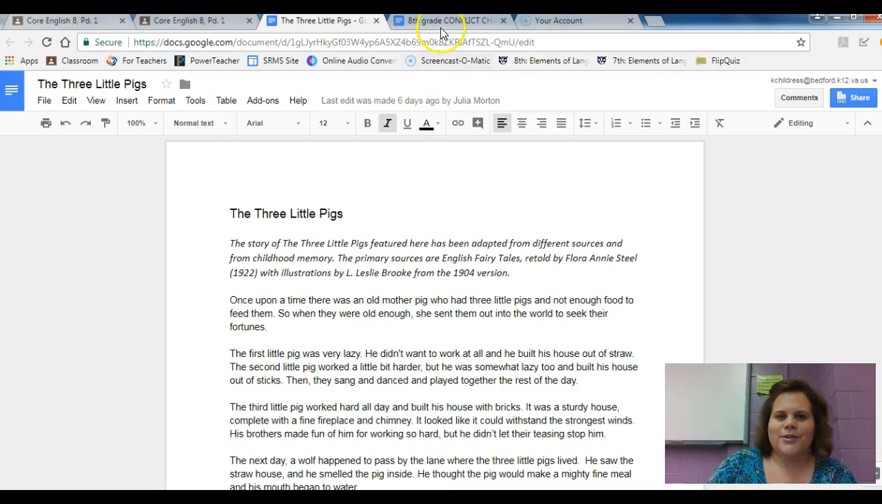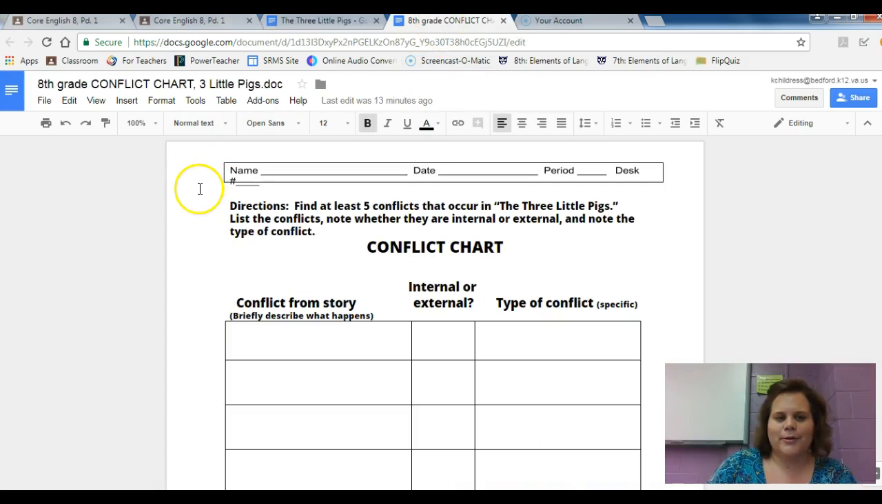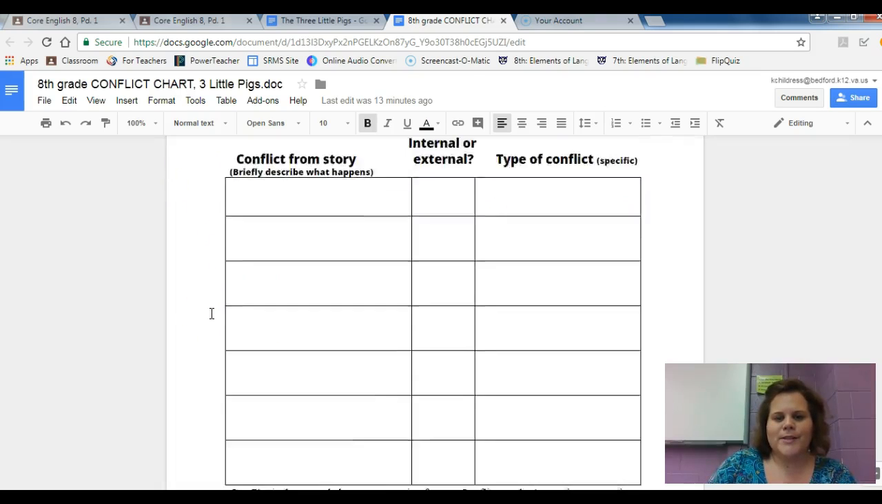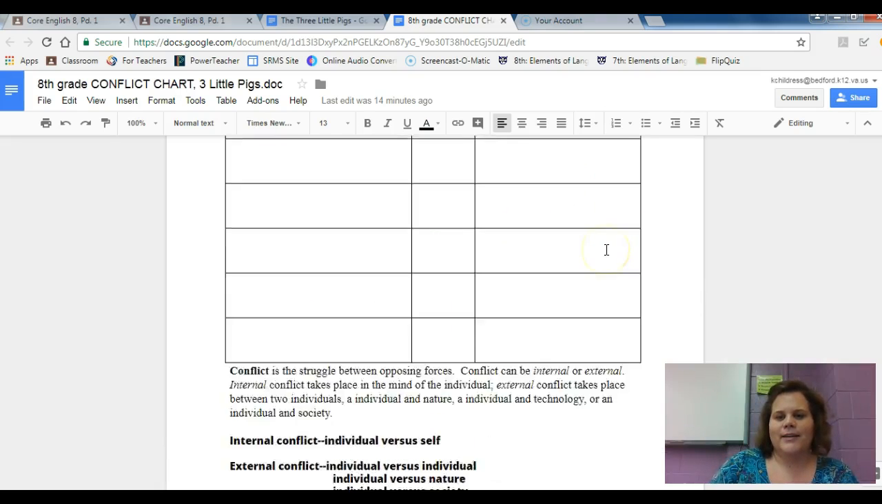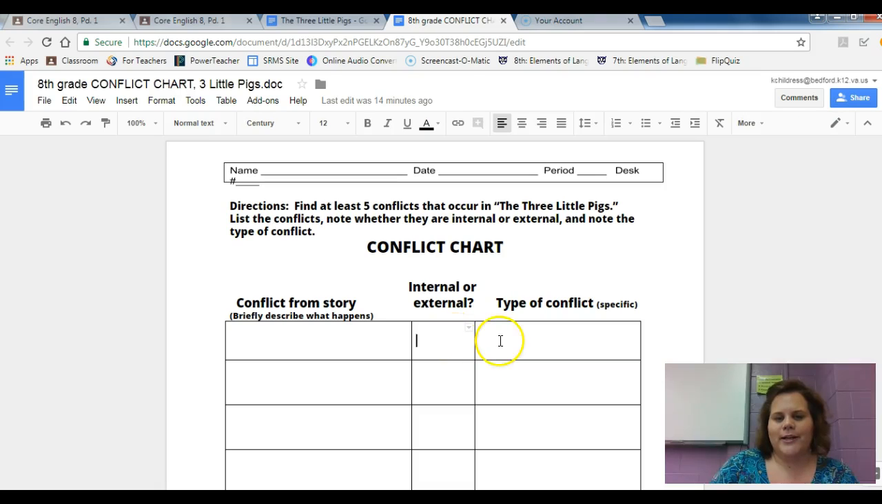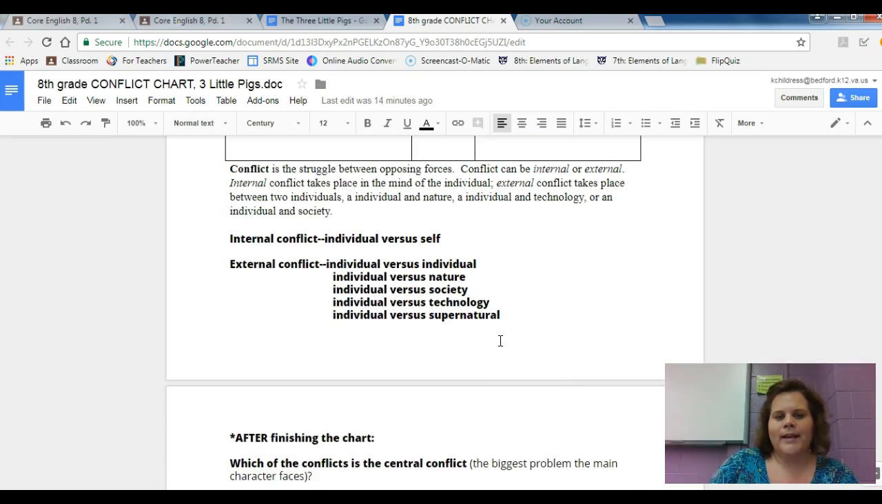The second step is you want to look at the conflicts in the Three Little Pigs. So you're going to go to the conflict chart, and if you can't remember the specific types of conflict down at the bottom, if it's internal, you only have one internal, you only have one self, so it's individual versus self, and then you just write internal right here, individual versus self right here. These are things like guilt or worry or things that happen in your mind. That's internal. Anything else that happens would be individual versus individual, nature, society, technology, or supernatural.